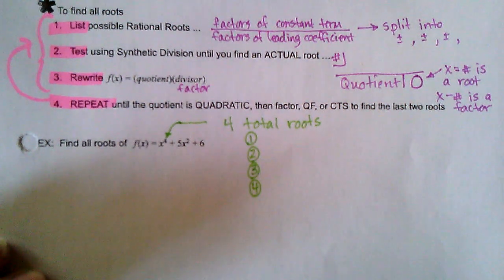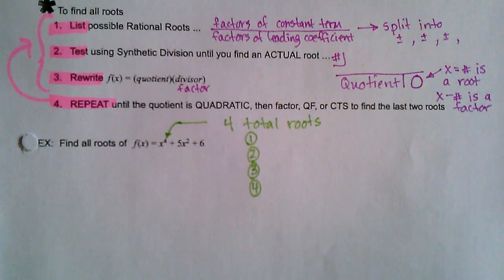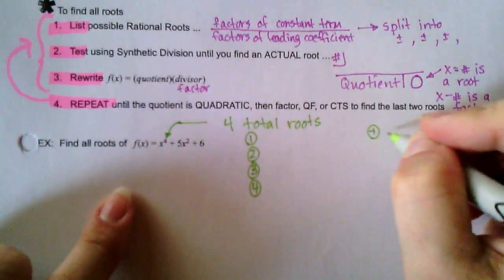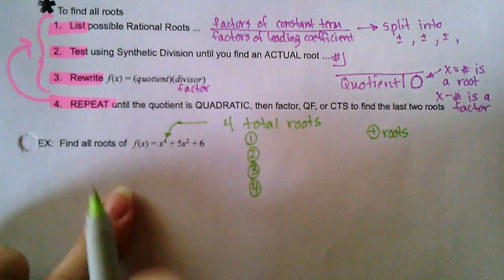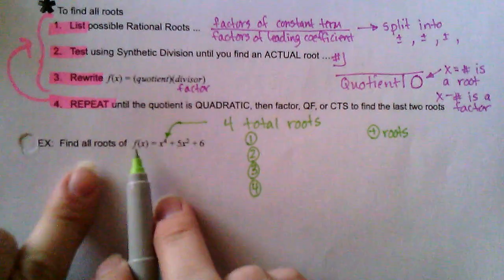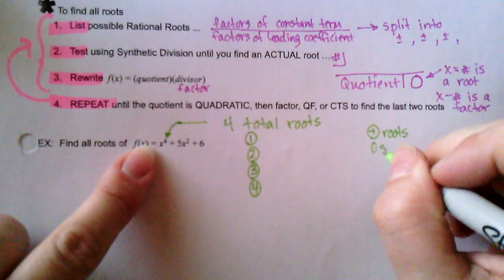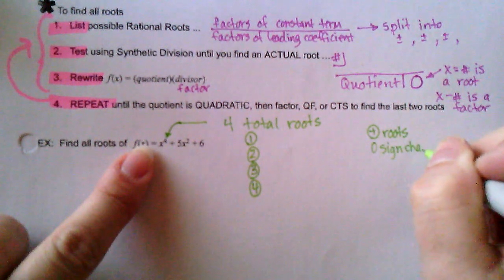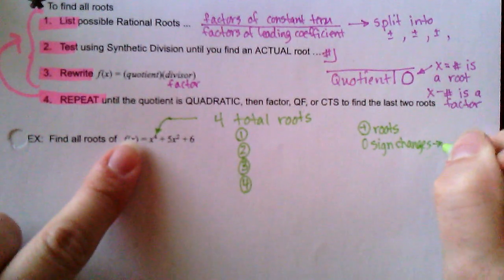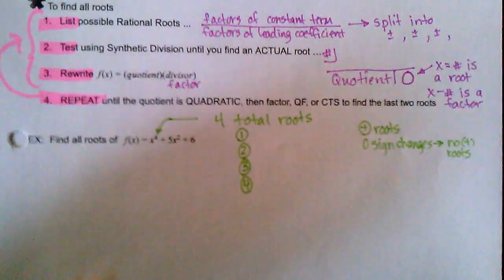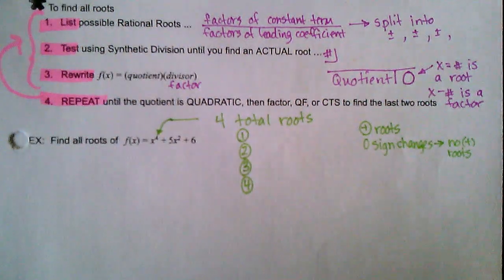Before I start testing things, I might want to figure out how many of those will be positive and how many will be negative. Remember, the positive roots are determined by the number of sign changes. In f of x, all terms are positive, so there are 0 sign changes, which means there will be no positive roots. So there's no need to test any positive numbers when we go through trying to find the zeros.